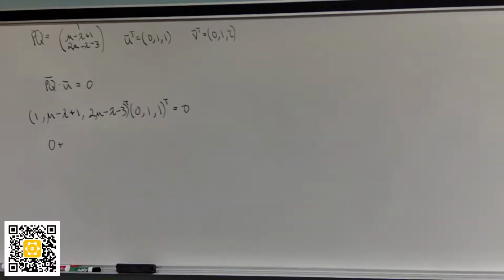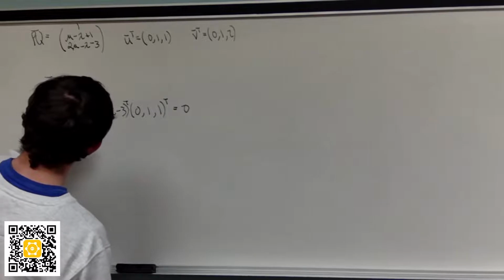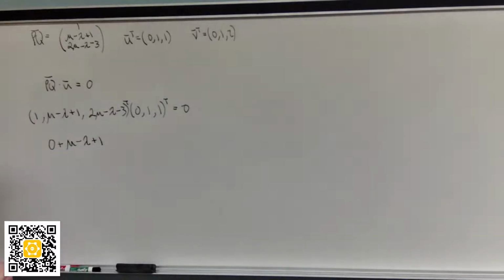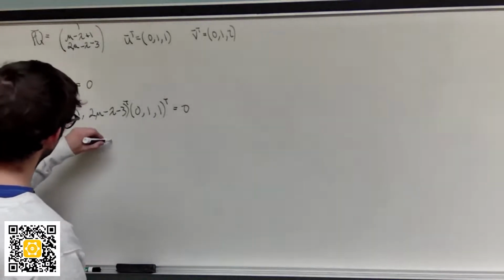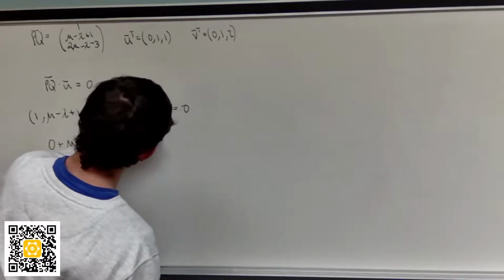Just that? Which is, what is just that? Mu minus lambda plus 1. There we go. Cool. All right, Nick, you want to give me the third one? 2 mu minus lambda minus square. That's your first component. Cool.